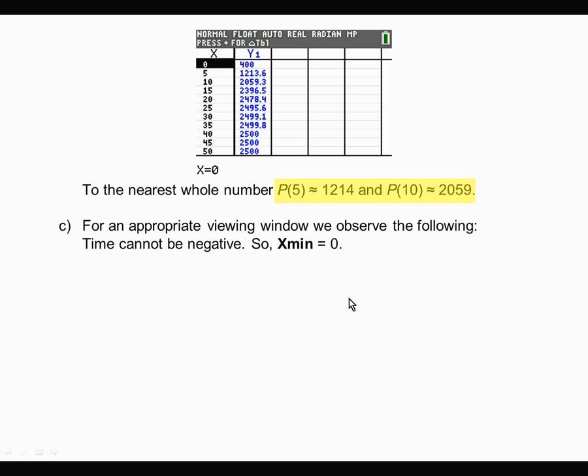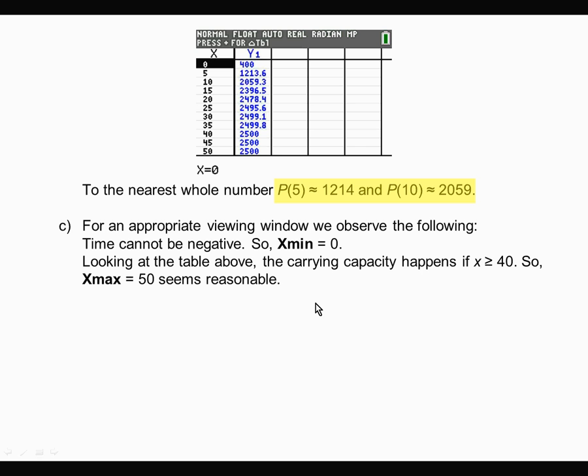Time cannot be negative, so x-min will be 0. Looking at the table above, I got to the carrying capacity when x was greater than or equal to 40. So I'm going to set my x max to be 50, something slightly bigger. If you wanted to do 45, that's fine. Going from 0 to 50, my x scale will be 5, so there will be 10 tick marks.